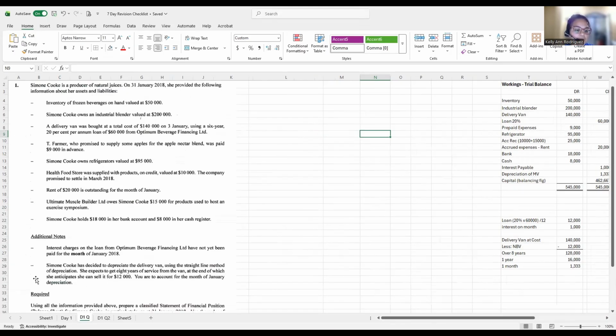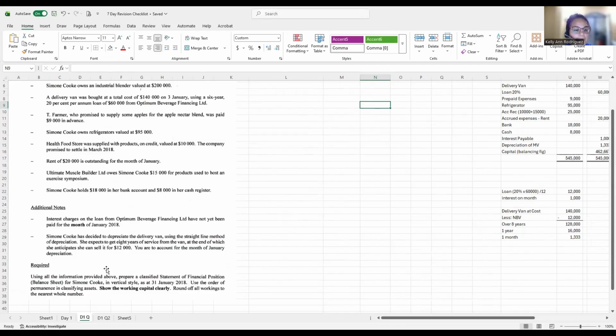So the first thing when you read this question, as I tell students, read the requirements first. Always read your requirements first. Know what the examiner is asking of you. Know what they want so that you will know what to start working with.